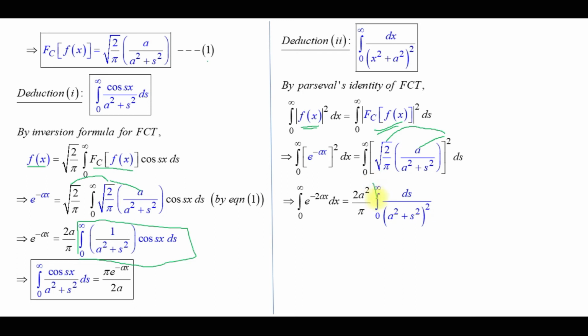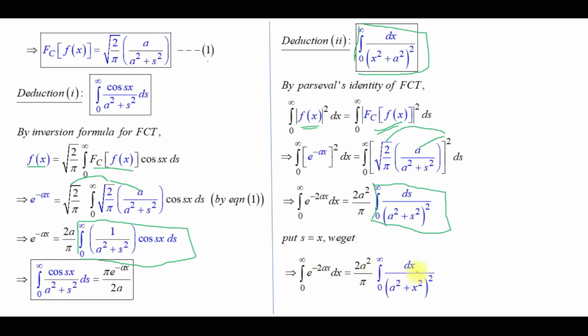So now compare this with deduction 2. The only difference is here s, here x. Therefore, substitute s equal to x. So put s equal to x, we get the integral from 0 to infinity of e power minus 2ax dx equals 2a square by pi times the integral from 0 to infinity of dx divided by a square plus x square the whole square. Actually, we need this term only.